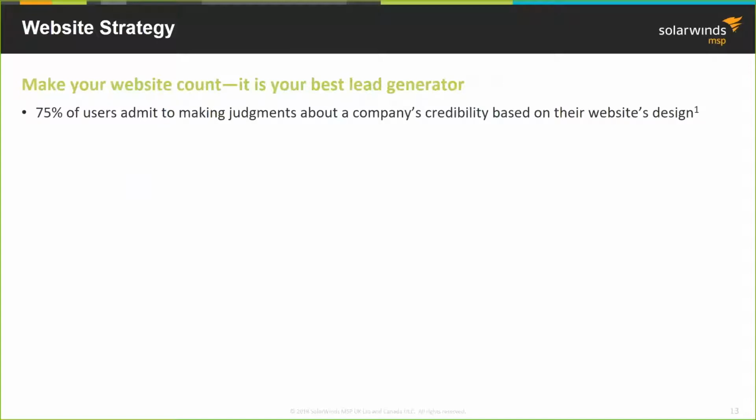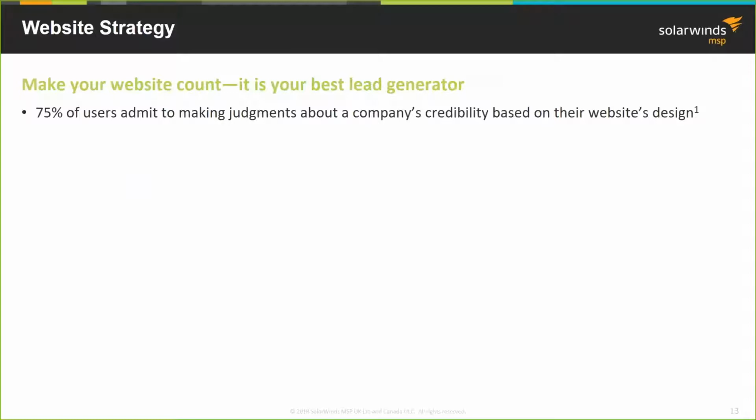Your website strategy. Do not forget about your website. I just read you some things from a couple of websites. One of them I think clearly put a lot of thought into how they were communicating it. The other I think needed a little bit more work.